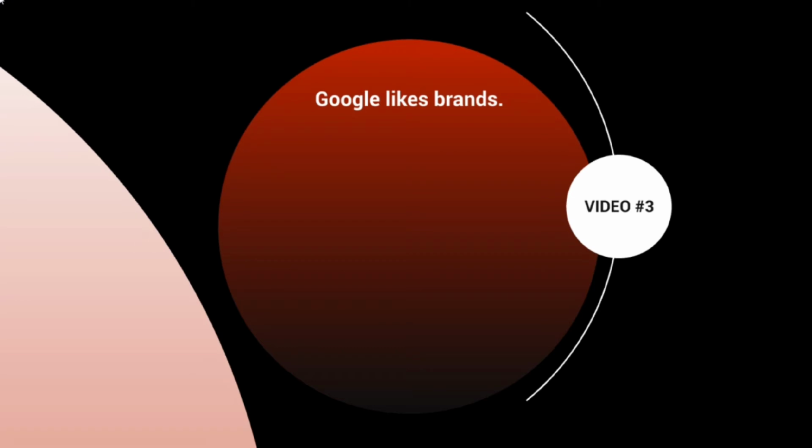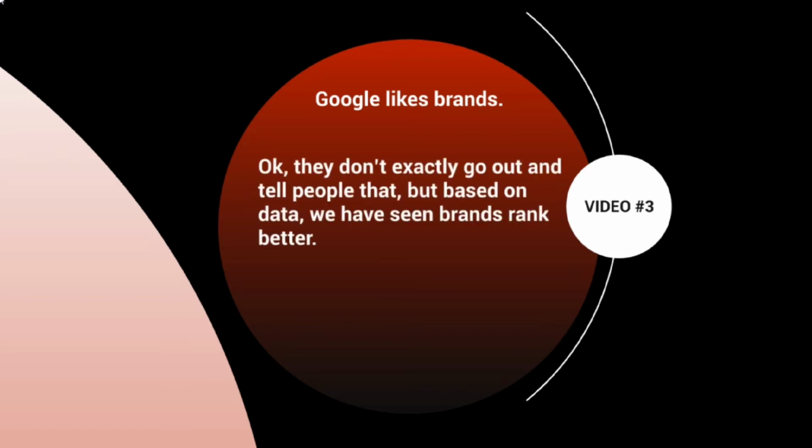Now, we don't know exactly whether this is true or not, but based on the data that we have seen, and based on the data that has worked not only for us but for many others, Google likes brands. It's not necessarily that they particularly like brands because brands make a lot of money or anything like that, but we've realized there are certain variables that make a brand stand out. They don't exactly go out and tell people that they like brands, but based on the data that we've seen, we have seen brands rank better.